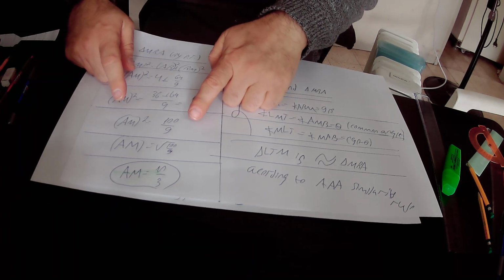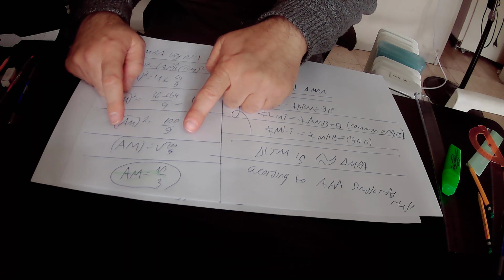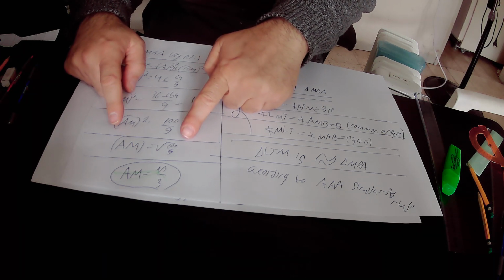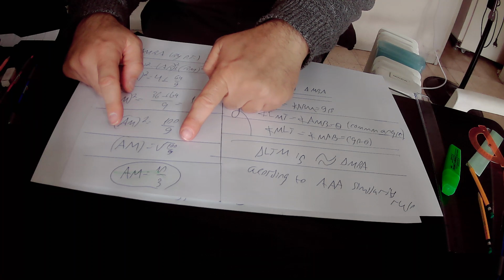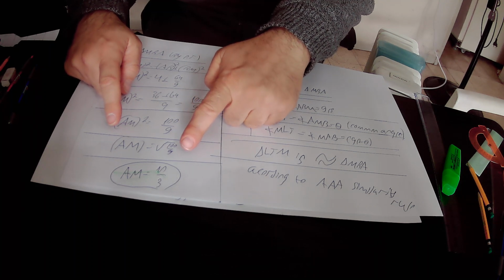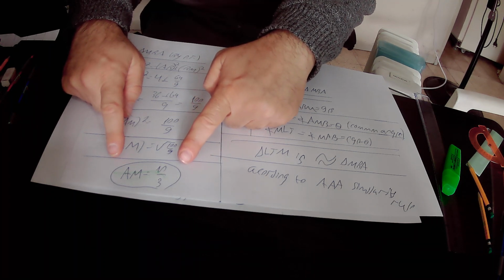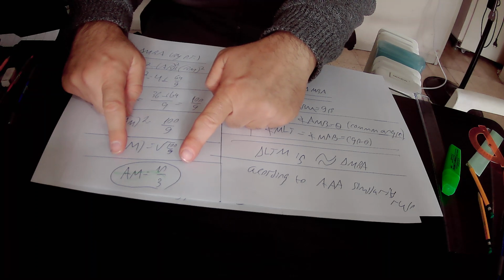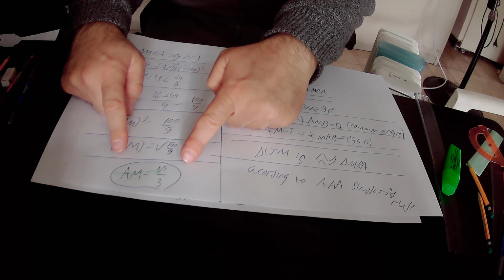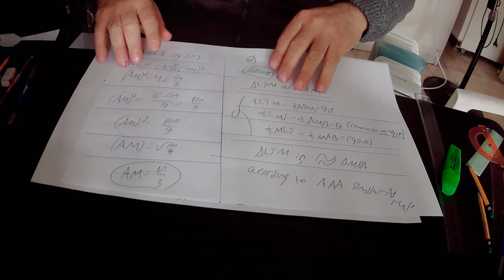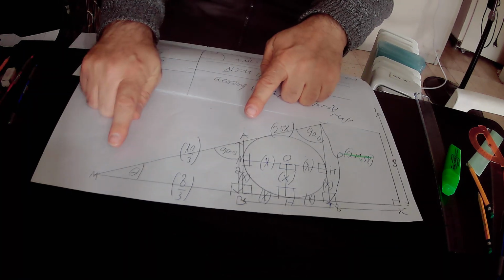Here we took a root of this equation and finally found out that AM equals the square root of 100 over 9. The square root of 100 over 9 is the square root of 100, that is 10, over the square root of 9, that is 3. So in total, we found out that the hypotenuse AM equals 10 over 3.